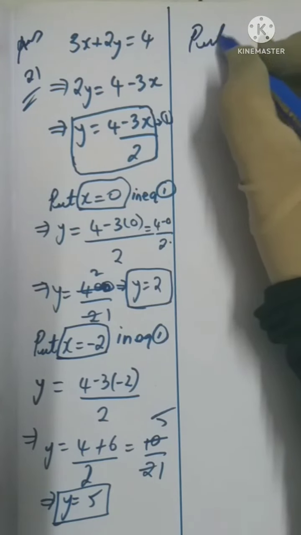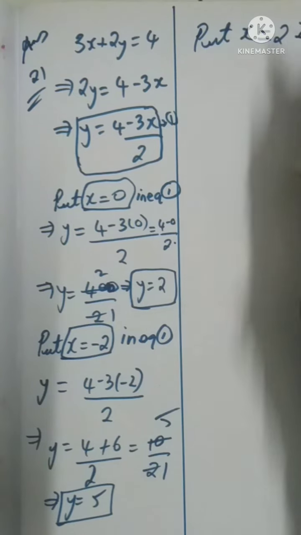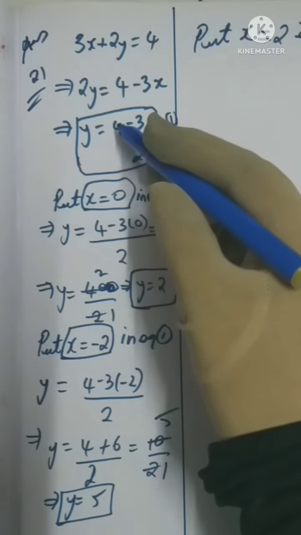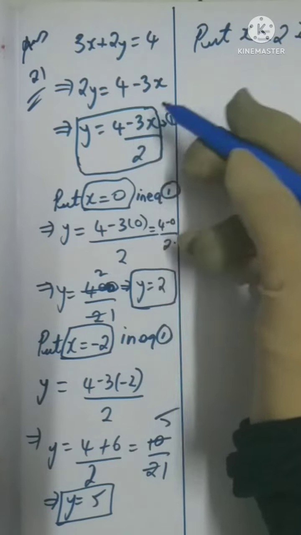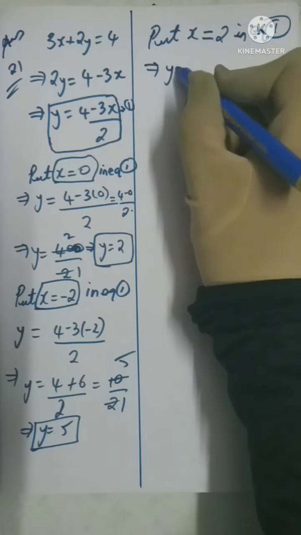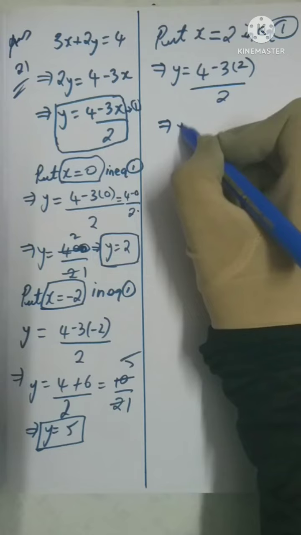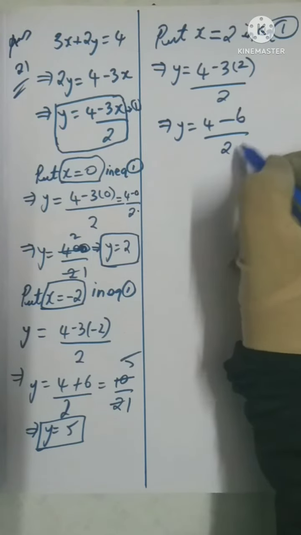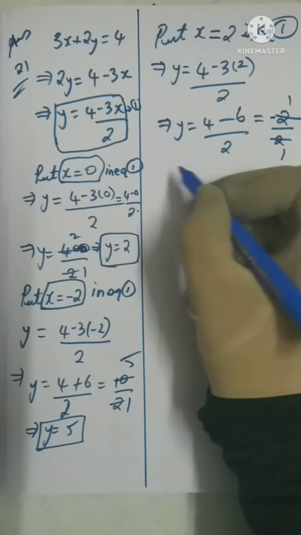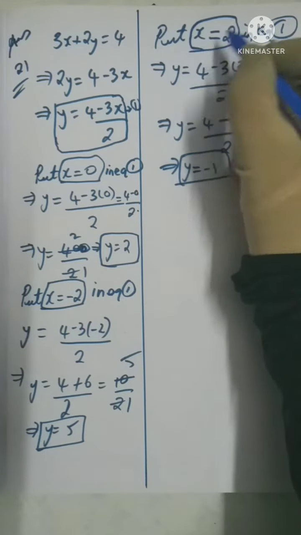Now substitute x is equal to 2 in equation 1. Why am I choosing x is equal to 2? Because 3 twos are 6, 6 minus 4 is minus 2. We'll have minus 2 by 2, that is minus 1. So we are able to divide, we won't get decimal numbers. So I am choosing x is equal to 2. So we have y is equal to 4 minus 3 into, in place of x substitute 2, by 2. y is equal to 4 minus 3 twos are 6 by 2. 6 minus 4 is 2 and the bigger number's sign is minus. So minus 2 by 2, 2 ones are 2. We get y is equal to minus 1. So when x is 2, y is minus 1.